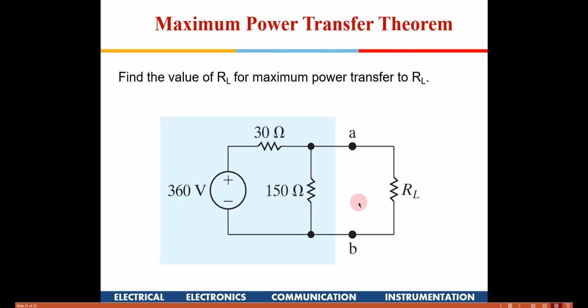So we'll take probably one problem and then try to understand this concept slightly better. You have a 360 volt source here, 30 and 50. So what should be the value of RL so that maximum power is transferred? Anybody? Ganeshwar, can you make a guess?